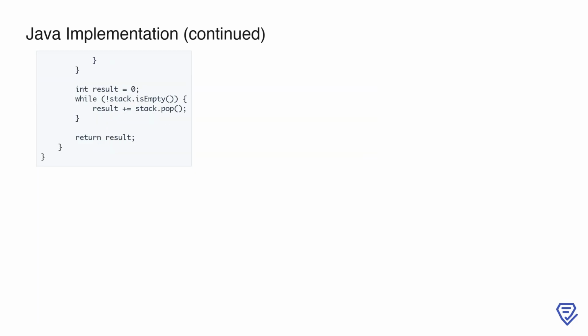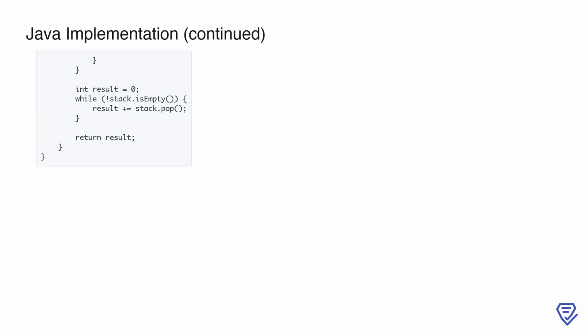Next, we handle the final part of the calculation. After the loop, all intermediate results are stored in the stack. To compute the final result, we initialize a variable result to 0 and iterate through the stack, summing up all the values by popping them one by one.